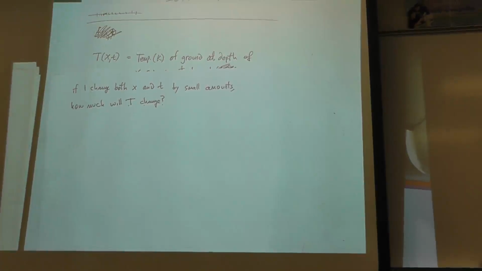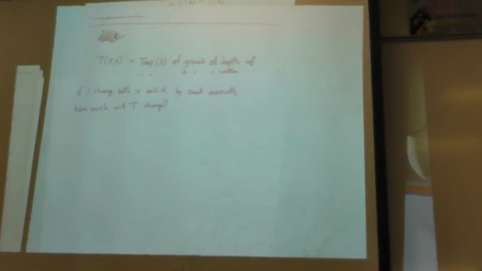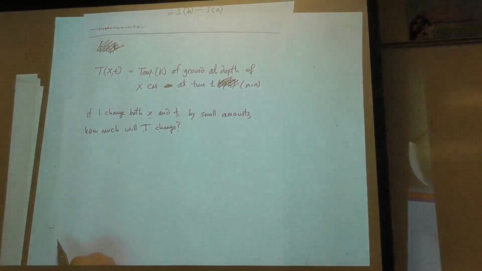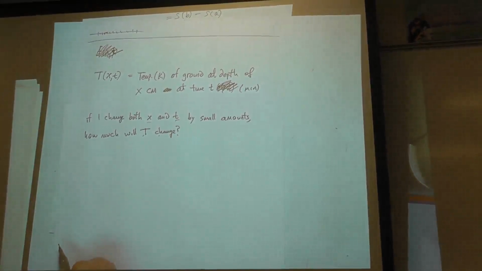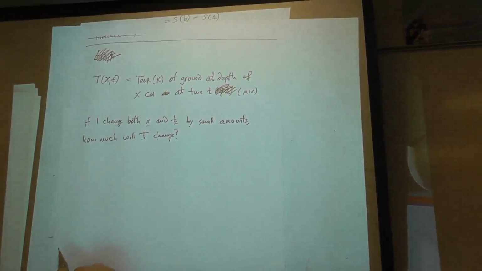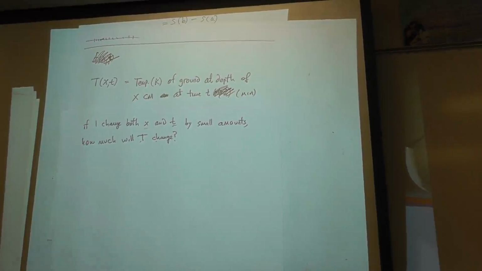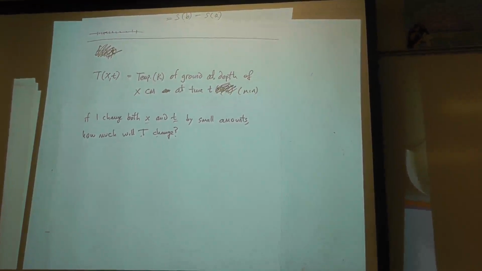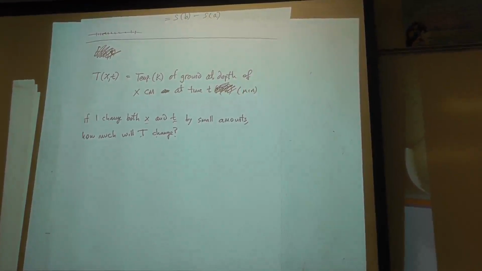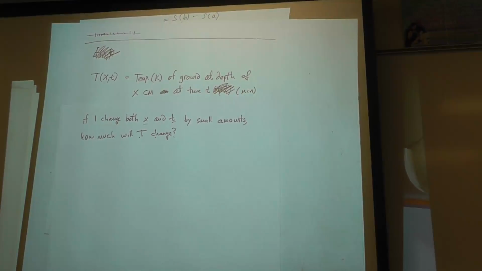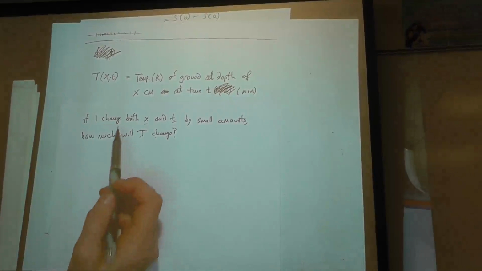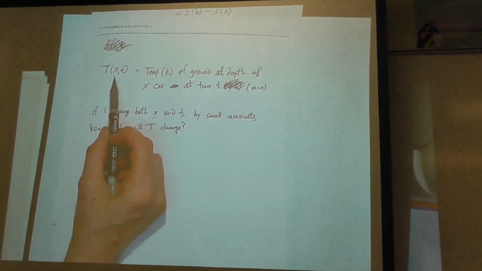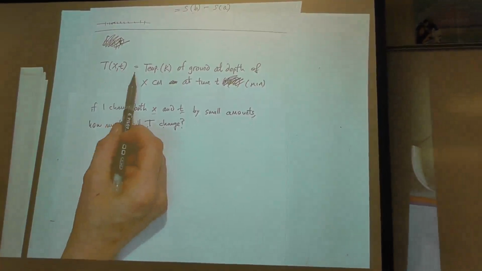But here, I've got two variables, and what if they're both changing? What if one is increasing and the other is decreasing? How do those changes mesh? Small changes, because I can't do much with big changes, because the function is likely not going to be constant in x or t.